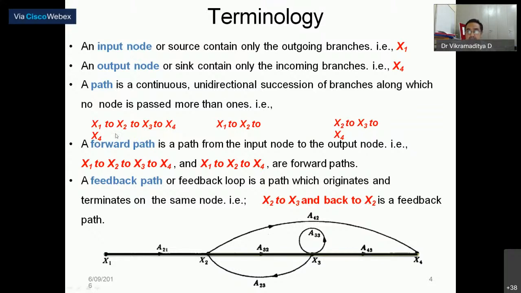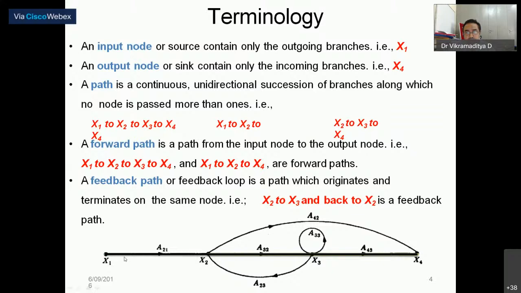Okay, so from x1, let us find out the different paths: x1, x2, x3, x4. So it is a continuous path, unidirectional, in the same direction. Also, there is no node traced twice. So one path is x1 to x2, x2 to x3, x3 to x4, like this. Is it clear? Another path. This x4 should be here like this. So there was a little confusion there.